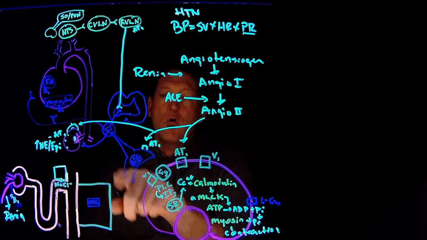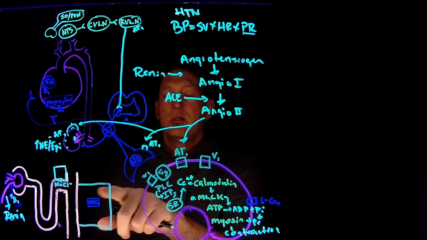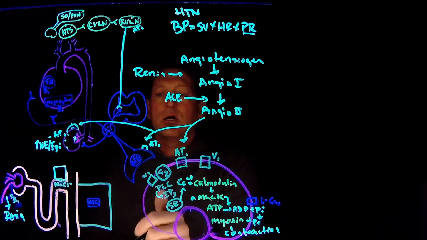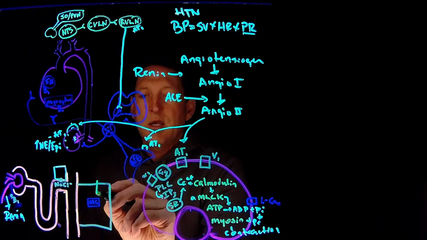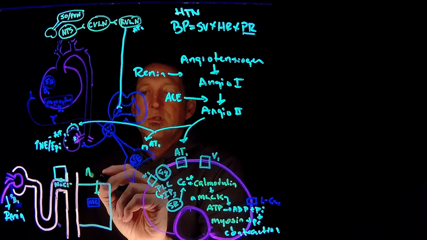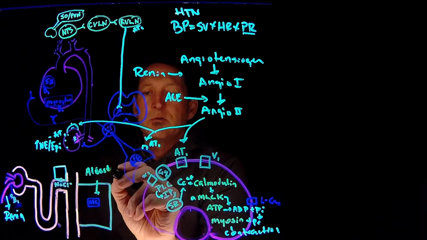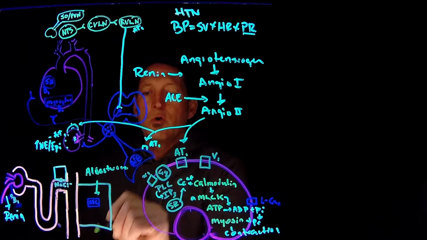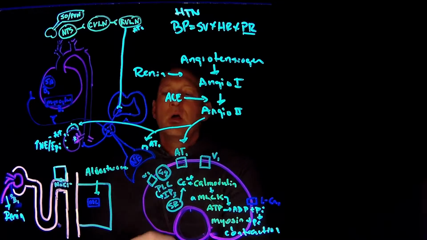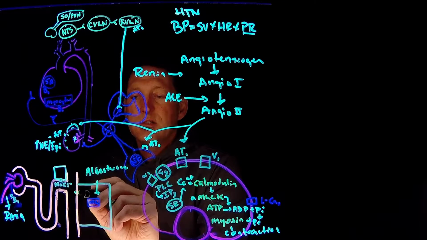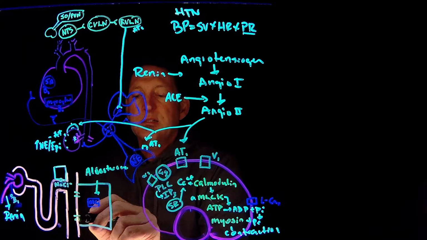Aldosterone is going to come over to the principal cells in the late DCT and the cortical collecting duct, and aldosterone is going to plug into these mineralocorticoid receptors. So here's my aldosterone. It's plugging into the mineralocorticoid receptors within the cell. That is going to stimulate the synthesis of a sodium leak channel and a potassium leak channel.